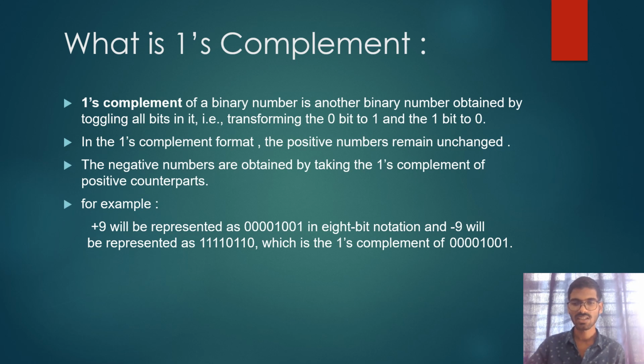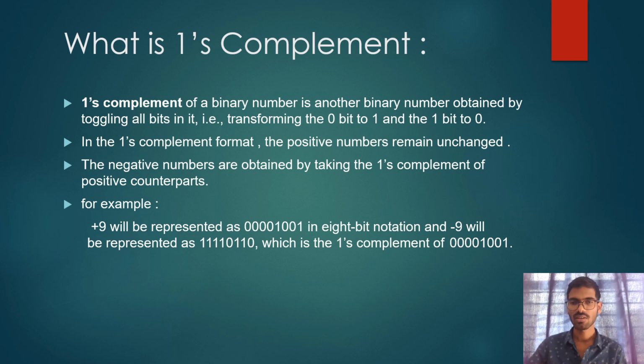9 is represented as 1001 in 4-bit notation. In 8-bit notation, we get it as 0000 1001. That is, the first 4 bits are insignificant, and the significant bits are 1001. That is the 8-bit notation of 9.